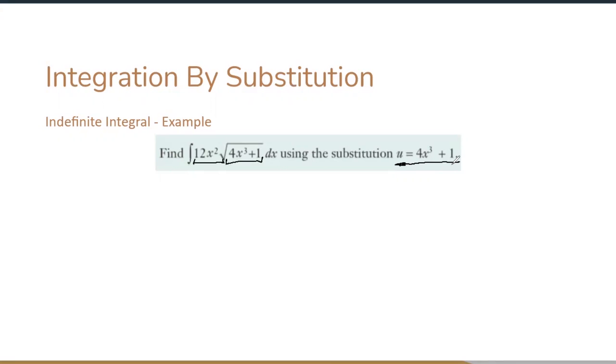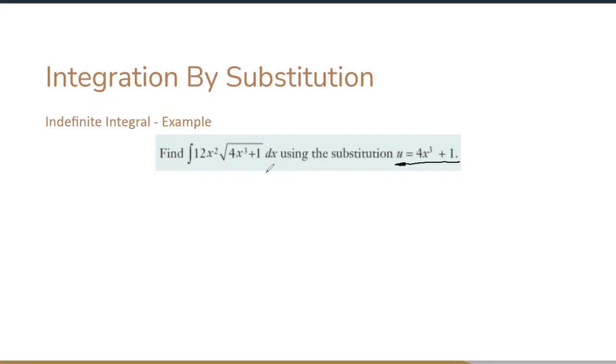So, what we want to do is replace all our x's at this stage, and get them in terms of u. If we have a look at this initial expression, then the 4x cubed plus 1 is really easy to change, because that's just going to be u. So that's a really easy thing to substitute. But we want to get rid of all our x's, which means we also want to get rid of the 12x squared, and we're also going to want to get rid of that dx. Let's just go over how to do that.